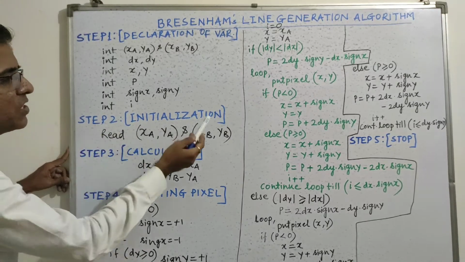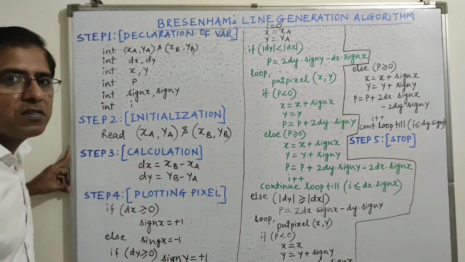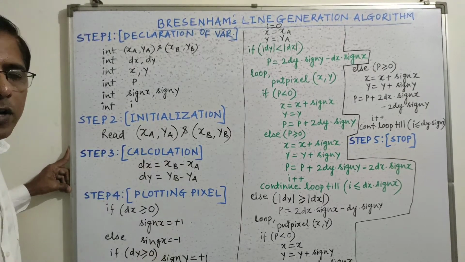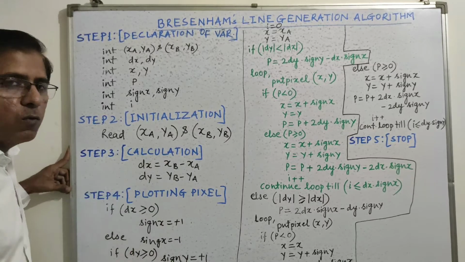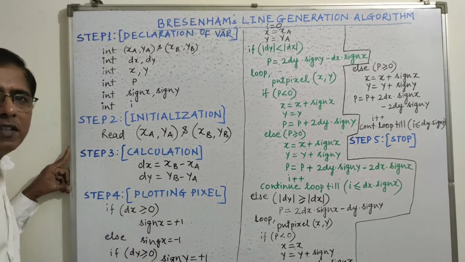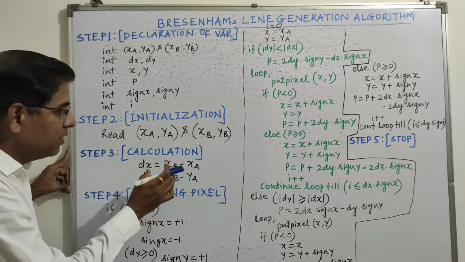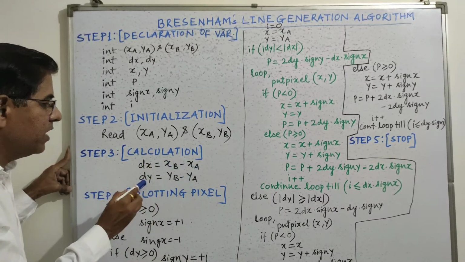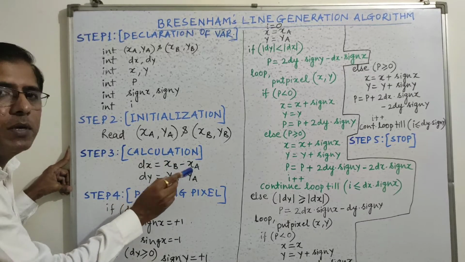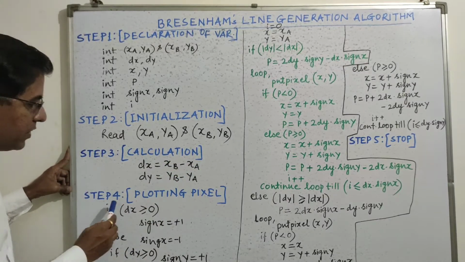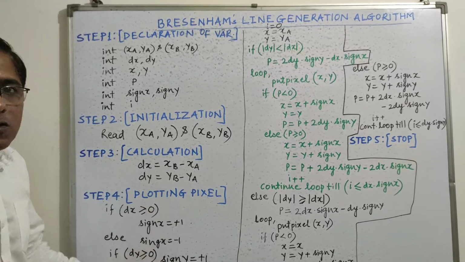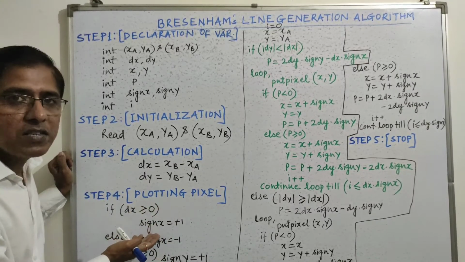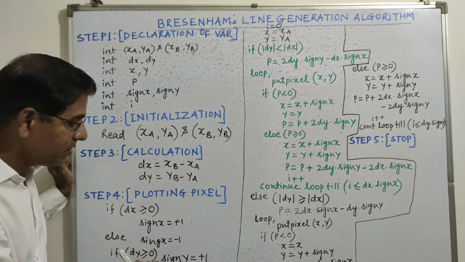Now step 2 is initialization. We require the start point and end point coordinates from the user, so we read the start point and end point coordinates. Then step 3 is calculation. Before plotting pixels, we keep ready the values of dx and dy. So dx is calculated as xb minus xa and dy is calculated as yb minus ya. Step 4 is plotting pixels. Now we actually start plotting pixels. Before plotting pixels, we need to assign the values of sin x and sin y.